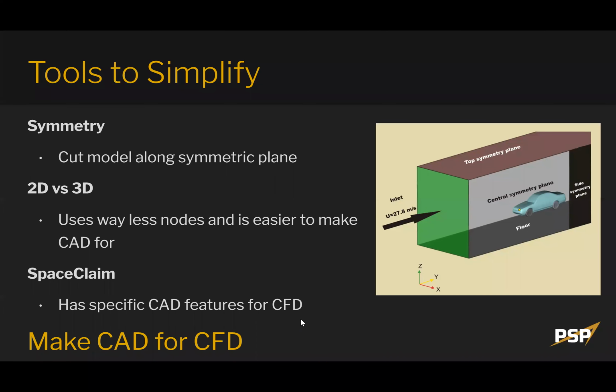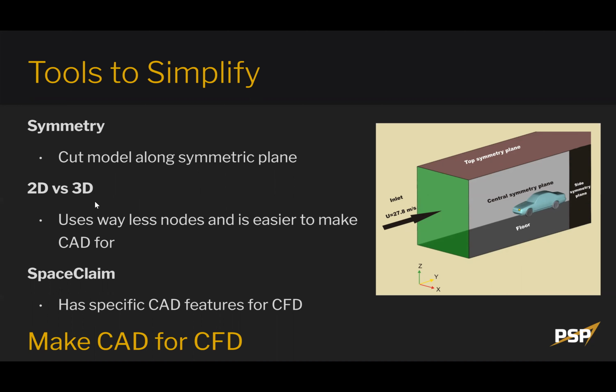Some ways you can simplify your geometry is by cutting it along a symmetric plane. This is a very common practice. Is what we're going to be doing a lot, where you just cut your thing in half and say that it's flipped. You can do this quite a lot. If this car is symmetric halfway across, just cut it in half, and then you can use less nodes, half the number of elements, basically. Makes your solving a lot faster.